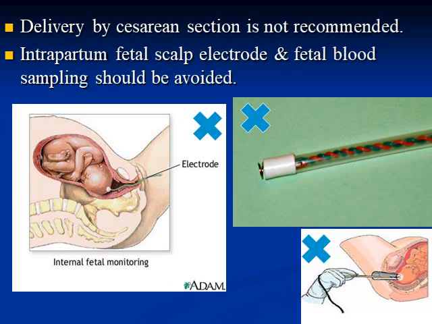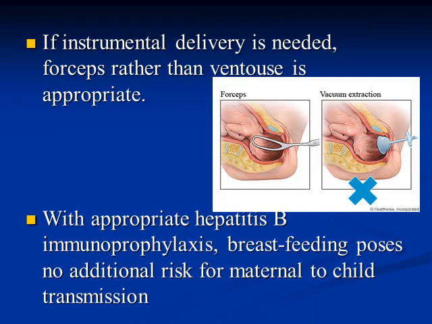Now, regarding delivery and the postpartum period, during delivery, cesarean section is not recommended to reduce the vertical transmission, and the intrapartum fetal scalp electrode and fetal blood sampling should be avoided because there will be an increased risk of transmission of the virus to the fetus. If instrumental delivery is needed, forceps rather than ventouse is appropriate because ventouse might lead to skin abrasions, and the virus can be introduced to the fetus through these abrasions. With appropriate hepatitis B immunoprophylaxis, breastfeeding poses no additional risk for maternal to child transmission, so the woman can breastfeed her baby.